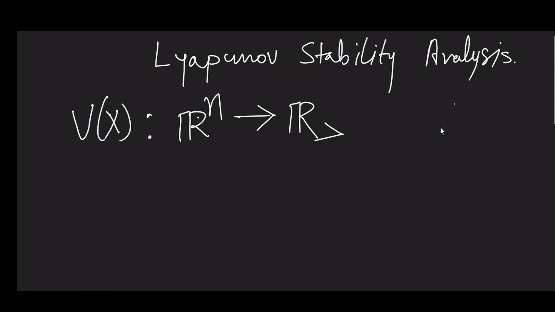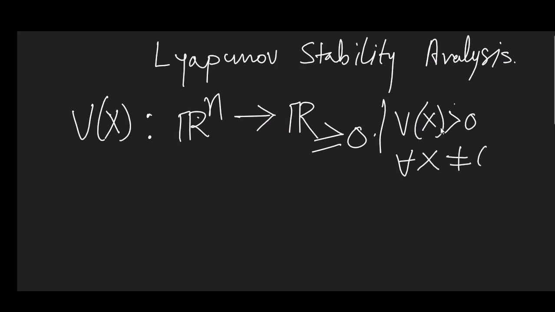This is V(x) because V(x) is positive definite, such that V(x) is greater than 0 for all x not equal to 0. Sorry, here it should be norm x, for all norm x not equal to 0.